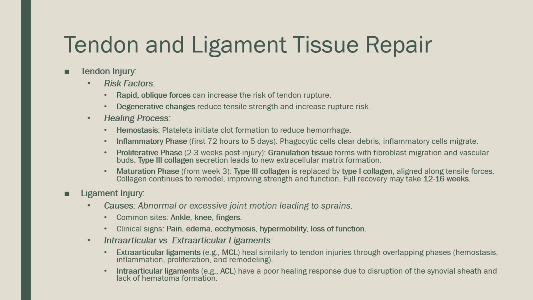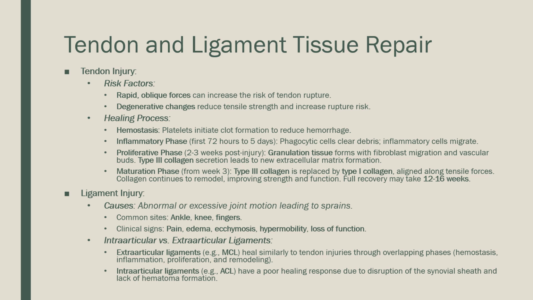The healing process includes hemostasis, where platelets initiate clot formation to reduce hemorrhage. The inflammatory phase occurs during the first 72 hours to 5 days, where phagocytic cells clear debris and inflammatory cells migrate. Then the proliferation phase, around 2 to 3 weeks post-injury, where granulation tissue forms with fibroblast migration and vascular buds. Type 3 collagen secretion leads to new extracellular matrix formation.